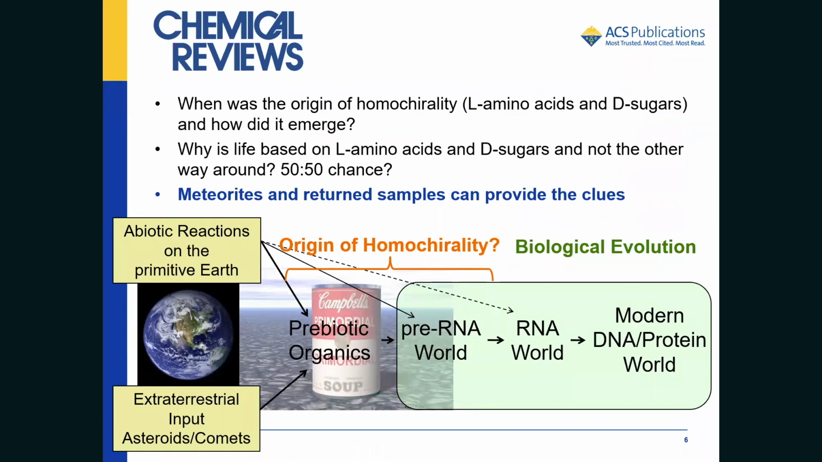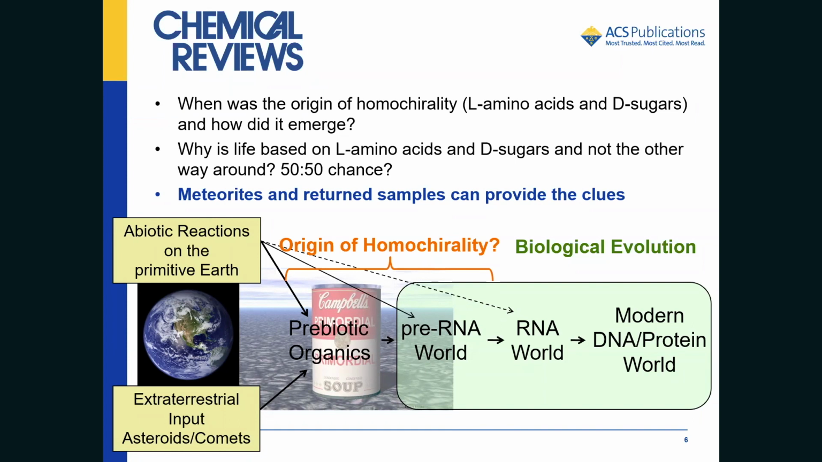So there are some key questions in Origin of Life surrounding the homochirality question. How did it emerge? When did it emerge? Why is life based on left-handed amino acids and right-handed sugars and not the other way around? Some have argued that the early Earth prebiotic soup would have been of equal mixtures of both hands. And so was it a 50-50 chance or not?